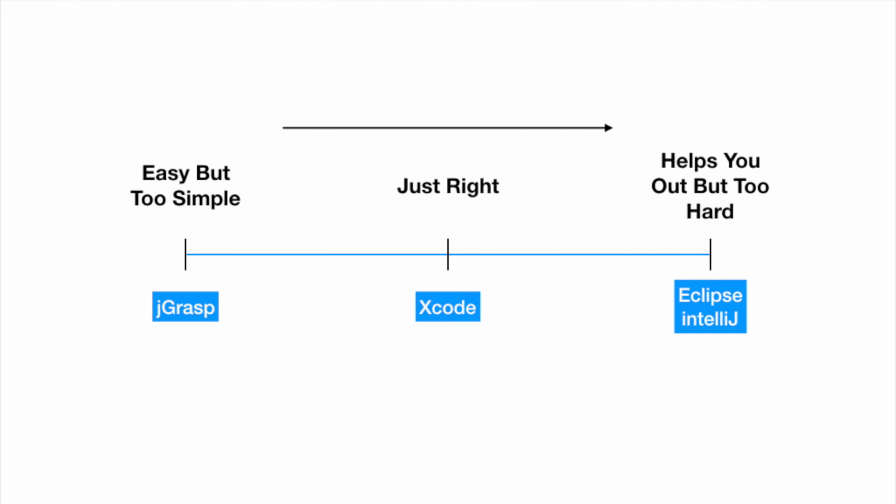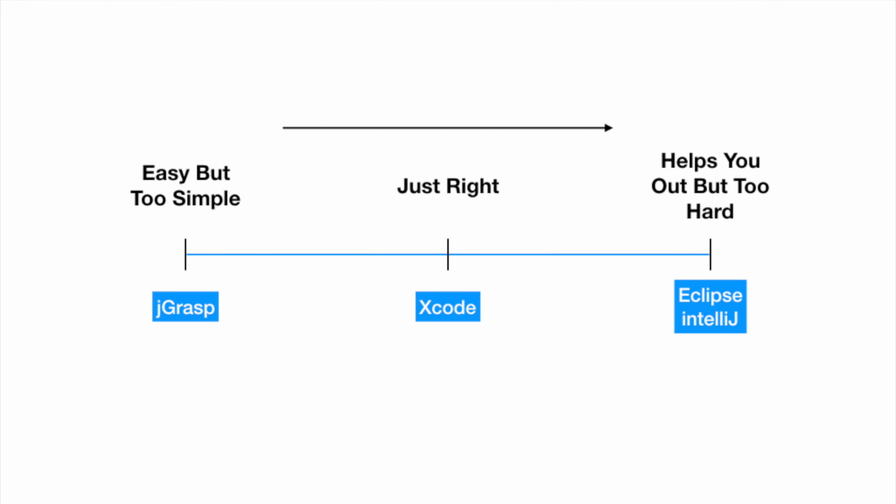On one end, you have very simple IDEs like JGrasp, but the problem with these simple IDEs is that they don't really help you while you're writing your code. They don't fill in variable names that you've defined along the way. They don't close your brackets, for example, when you're opening a loop, etc.